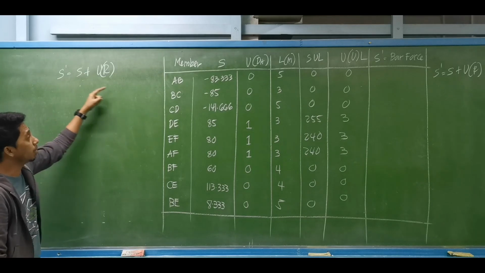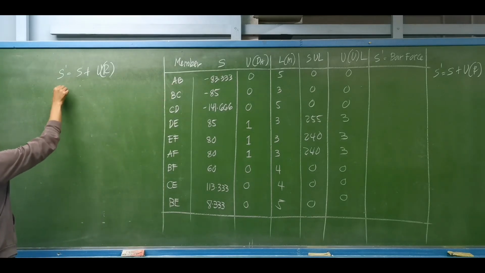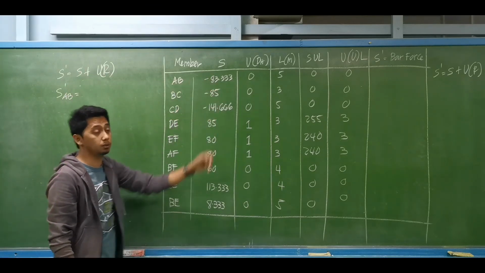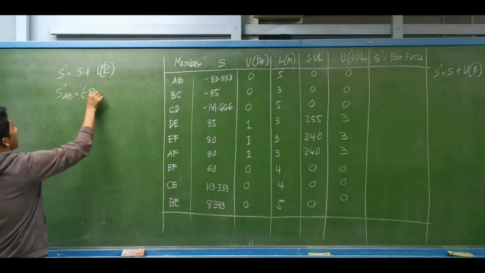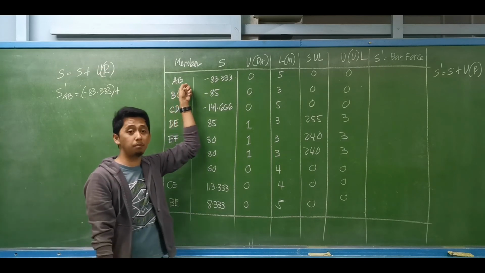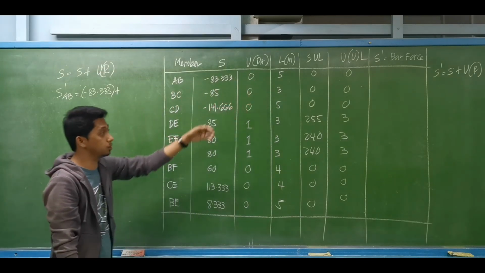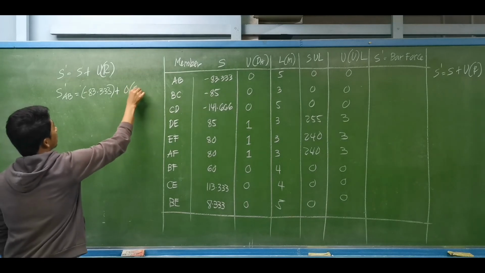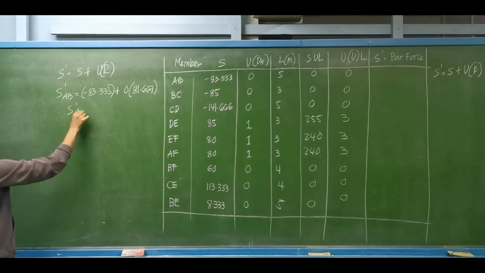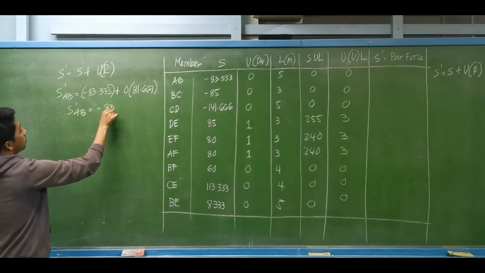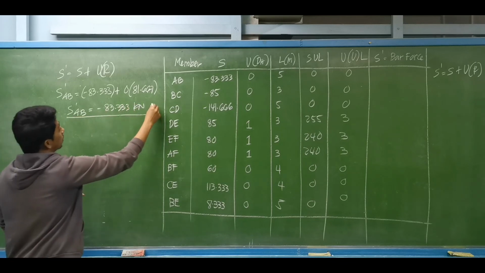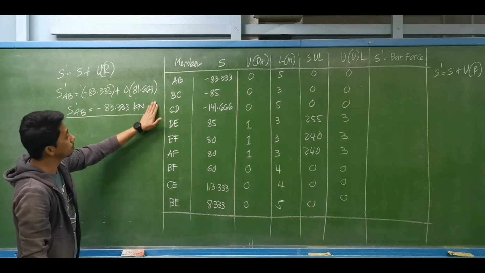For example, for member AB, the actual bar force is equal to, what is the actual force for member AB due to real load? That is negative 83.333, plus, what is the actual force for member AB due to the unit load at joint D? That is 0, multiplied by the redundant 81.667. So obviously, the actual force for member AB is negative 83.333 kilonewtons. Again, the negative sign indicates that member AB is under compression.